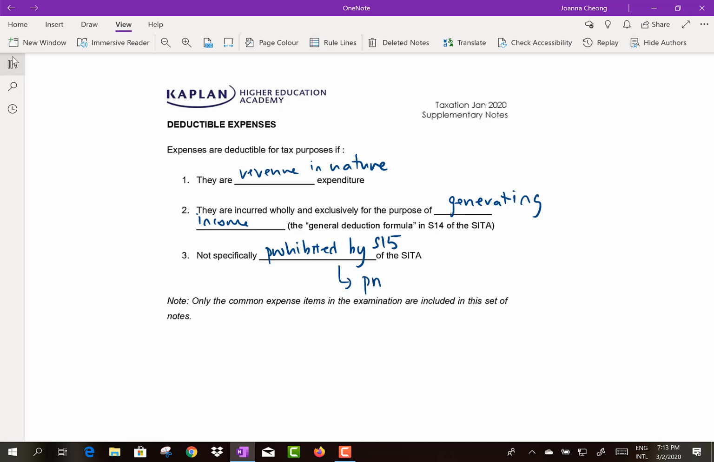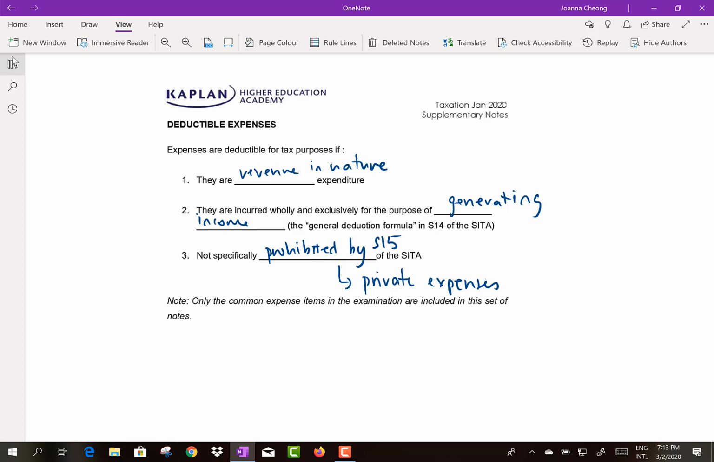Example, private expenses of directors, private expenses of owners. For example, you're the owner of the business, you take money from your business and buy a handbag for your wife. Is it private expenses? Obviously it is. It is not deductible, because it's prohibited by Section 15. Private or personal expenses are not deductible.